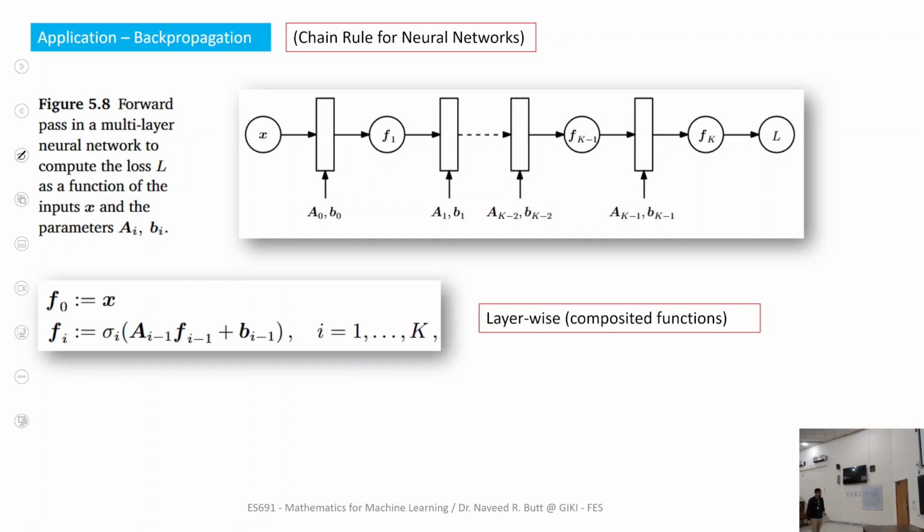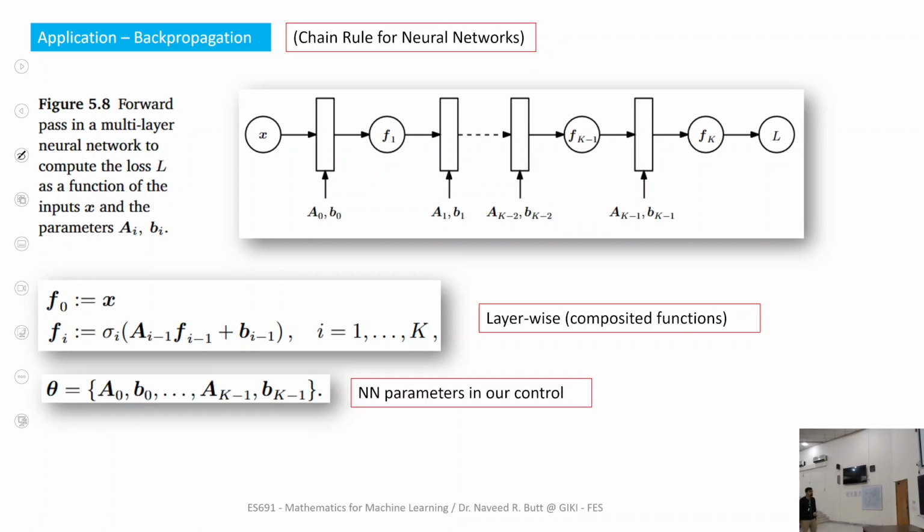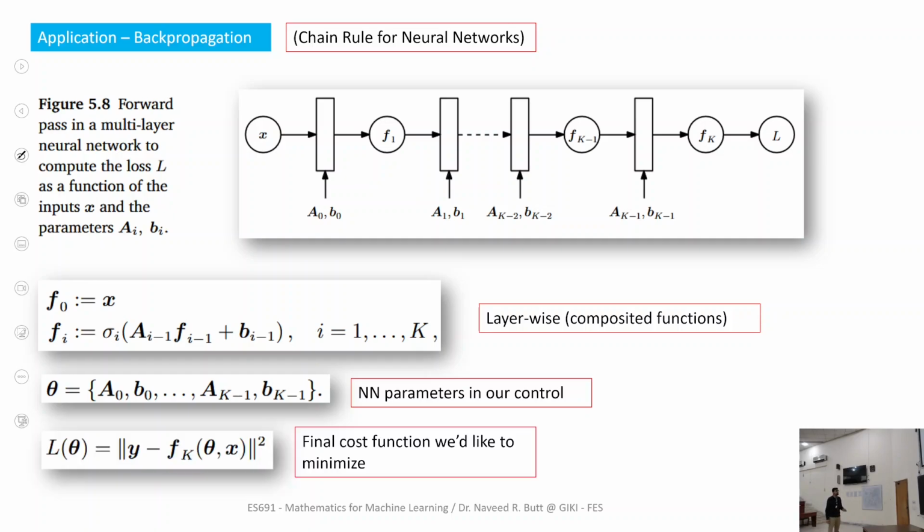So of course the first one is f naught of x, then fi, where sigma is the non-linear activation function, ReLU. That depends on the weight parameters and the bias of the previous layer, and the previous function fi minus 1. So these are the parameters, let's put them all in theta, they are in our control, and the final cost function is here.